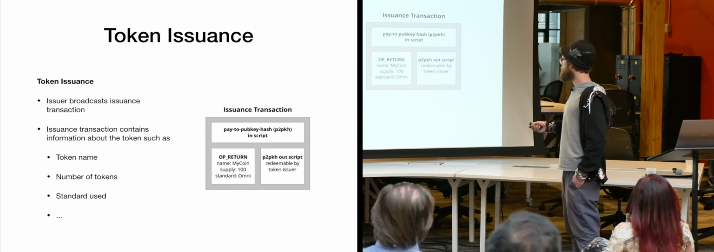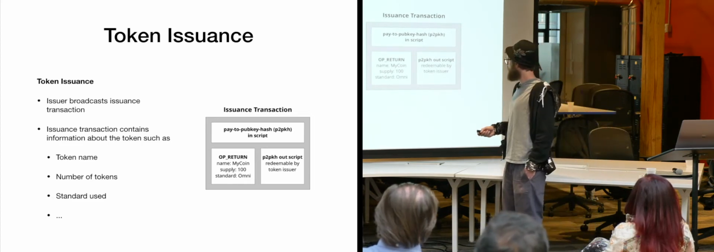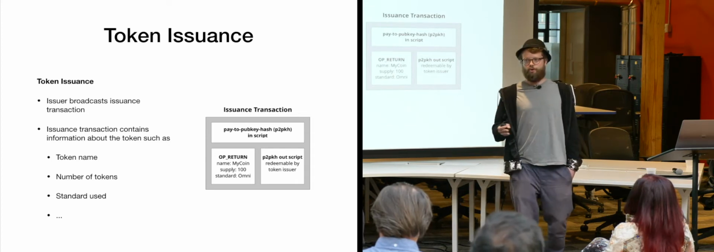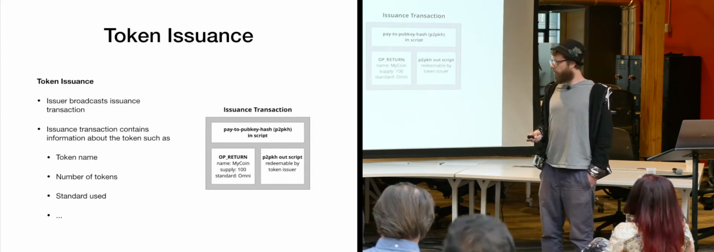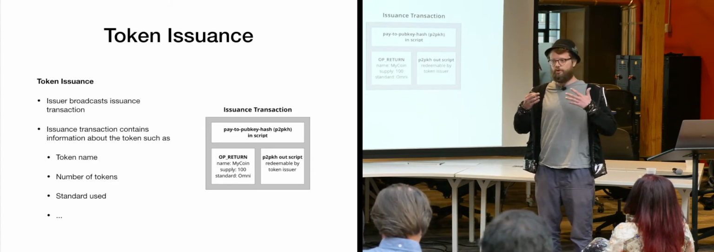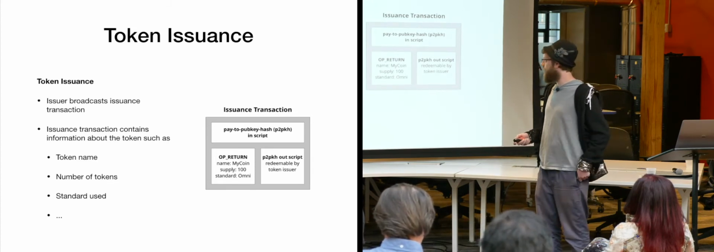There are many different ways you can add metadata to Bitcoin transactions. Nowadays, everybody seems to converge towards using OP_RETURN. I actually don't think that's the best idea, but it doesn't matter. So broadly speaking, to issue a new token, you broadcast a transaction that has metadata embedded there that describes the token.